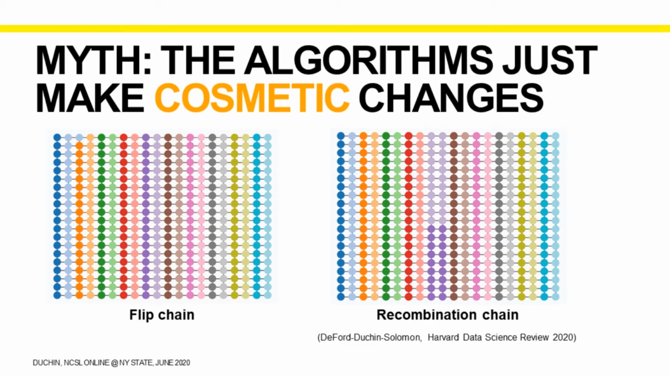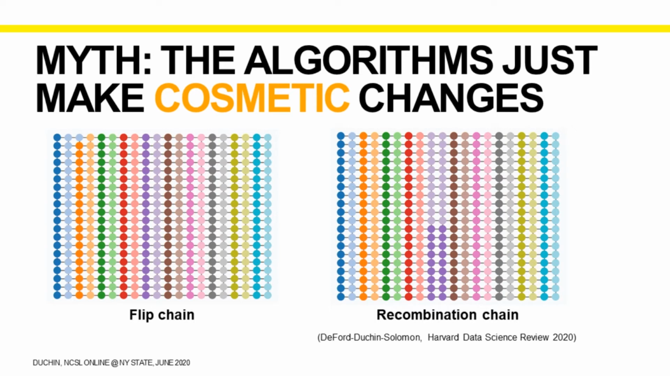I want to structure my remarks through some myths about how this process works. One thing I've heard people say a lot is that these algorithms take a plan, make little transformations, and build other plans. So a myth that's out there is that they just make cosmetic changes. But this slide is a little movie to illustrate that there have been some breakthroughs. It's not only flipping one little precinct or census block at a time, like in the flip chain on the left. Now we have ways to merge districts together and flip them in a whole new way, like the image on the right.